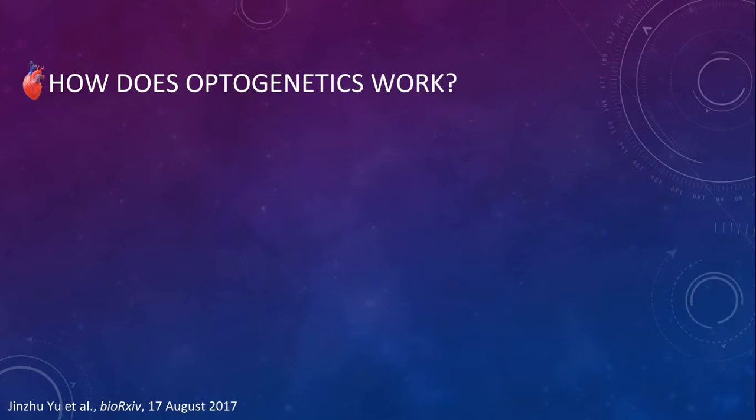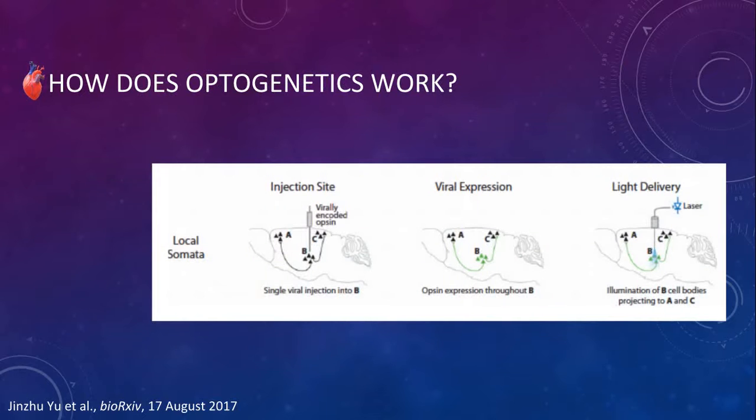How does optogenetics work? Viruses carrying the opsin, for example channelrhodopsin, and an identifier for a specific cell type, which is usually known as a promoter, are injected into the tissue to infect the cells of interest. The virus spreads into the localized tissue as shown, and then lasers are used to activate these ion channels to change the activity of infected cells.